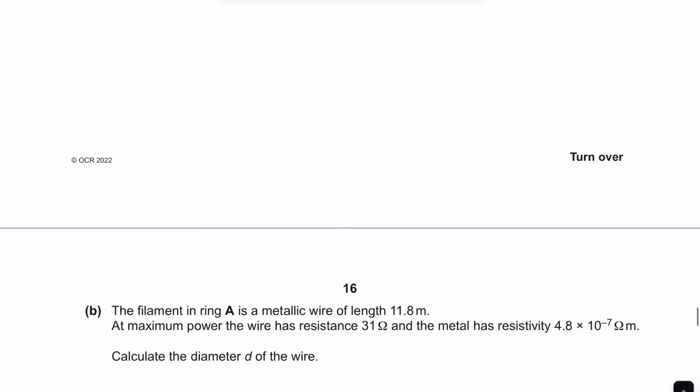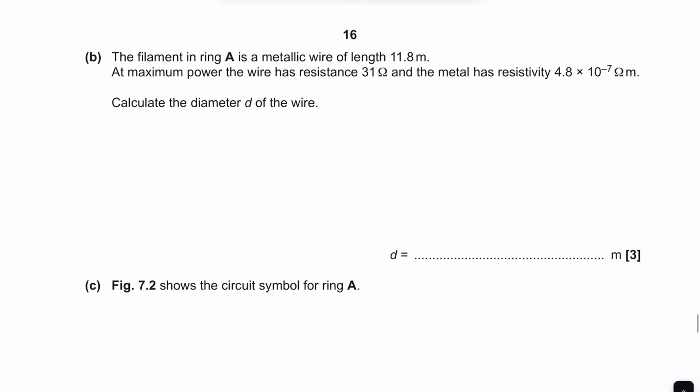Okay, so for part B now, we are given that the filament in ring A is a metallic wire of length 11.8 meters. At maximum power, the wire has a resistance of 31 ohms, and the metal has a resistivity of 4.8 times 10 to the minus 7 ohm meters. Calculate the diameter of the wire. This is one of the easiest questions. So let's rearrange our equation that links resistance and resistivity.